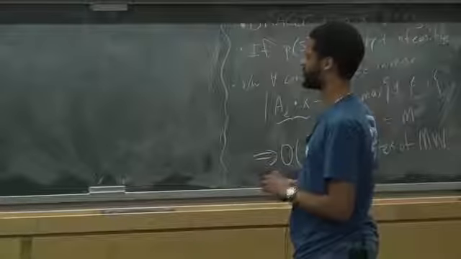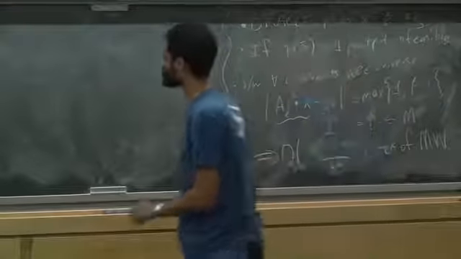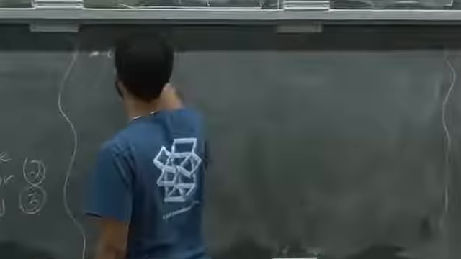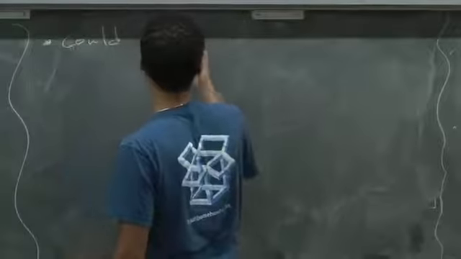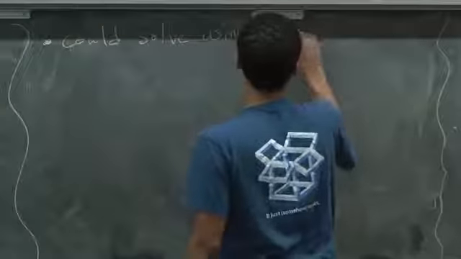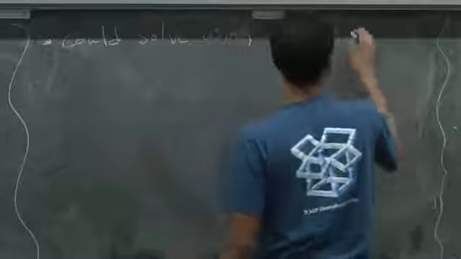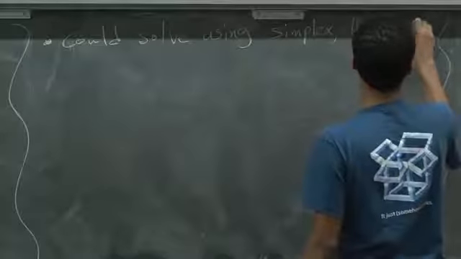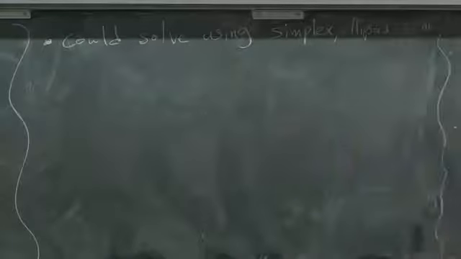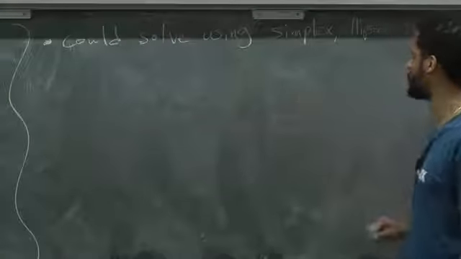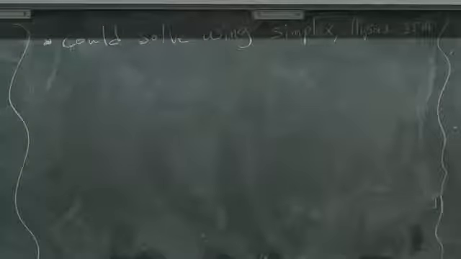Okay. So we could solve this using simplex or ellipsoid or interior point. So in simplex, we don't know any polynomial time implementations. We don't know any pivot rules that are guaranteed to run in polynomial time.